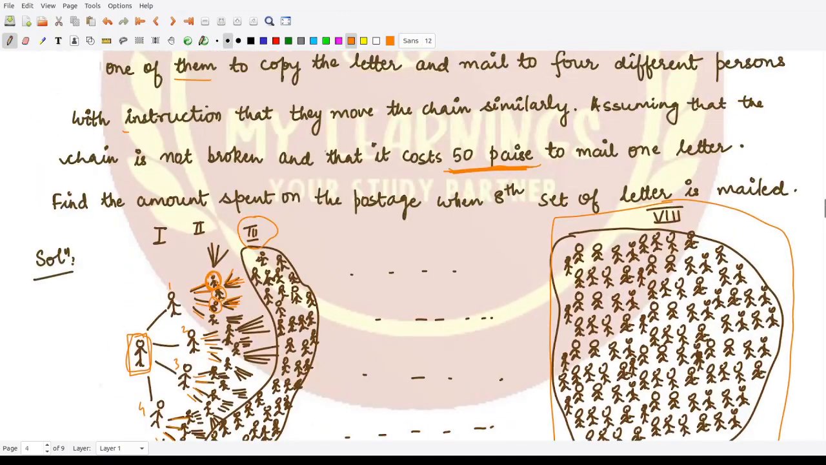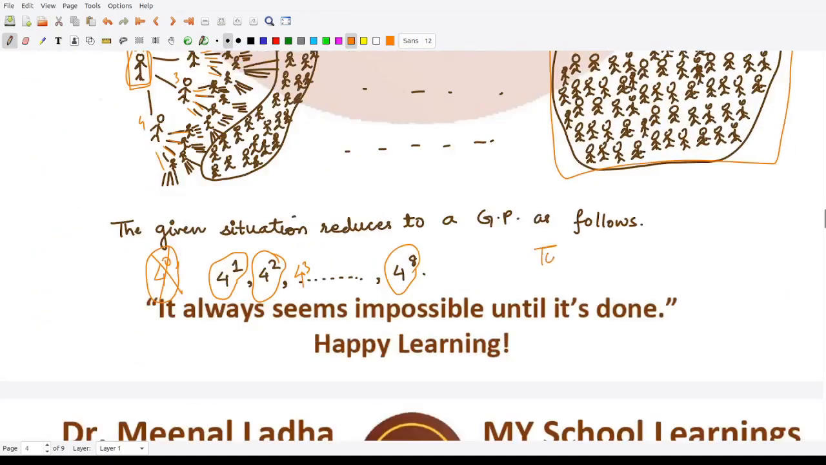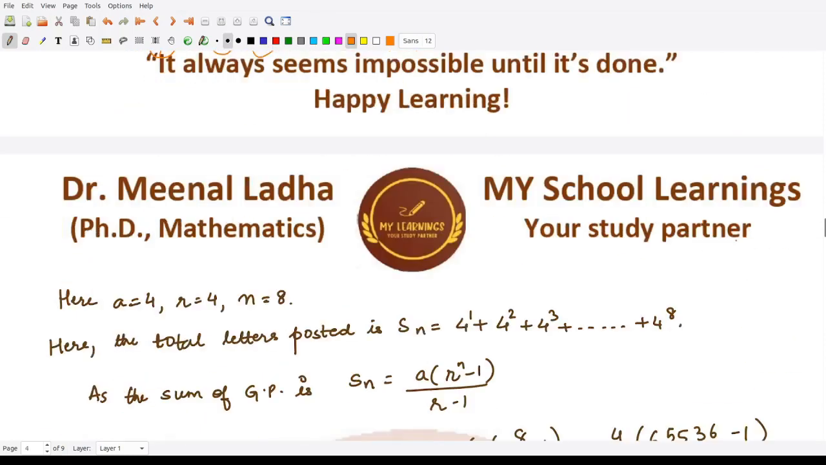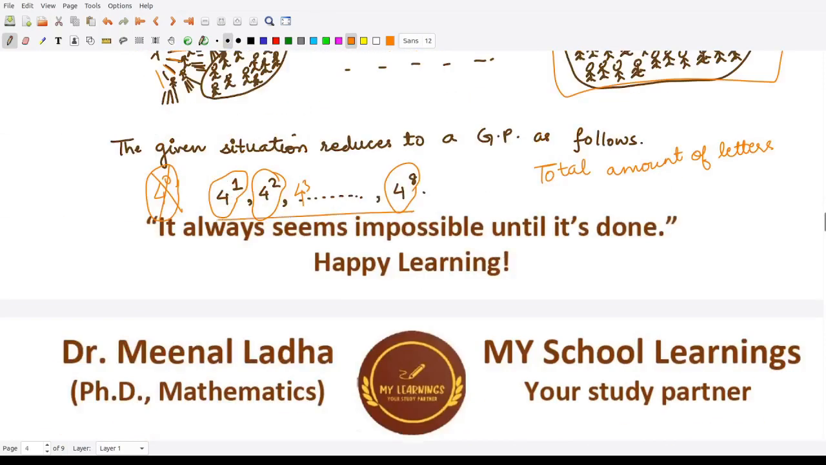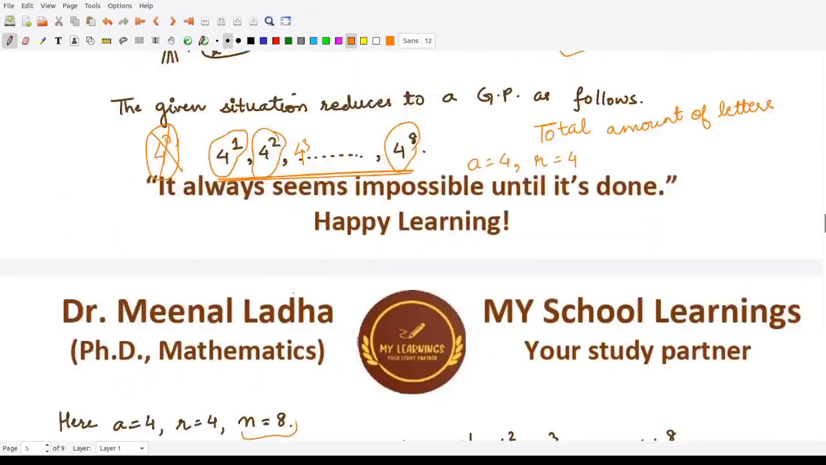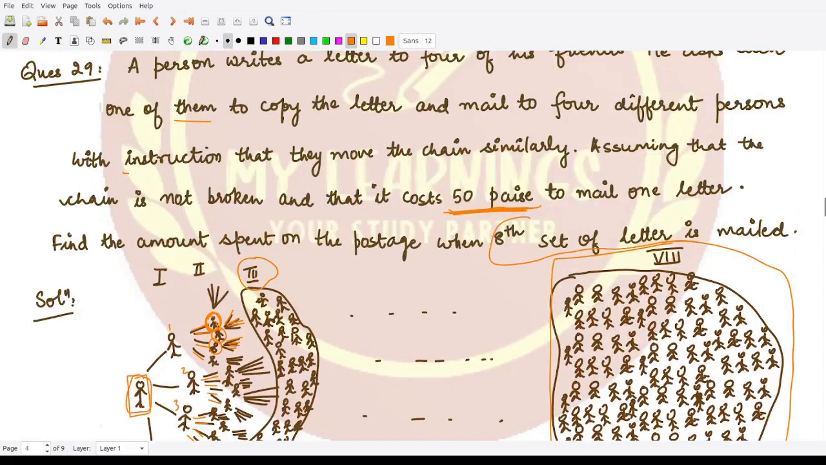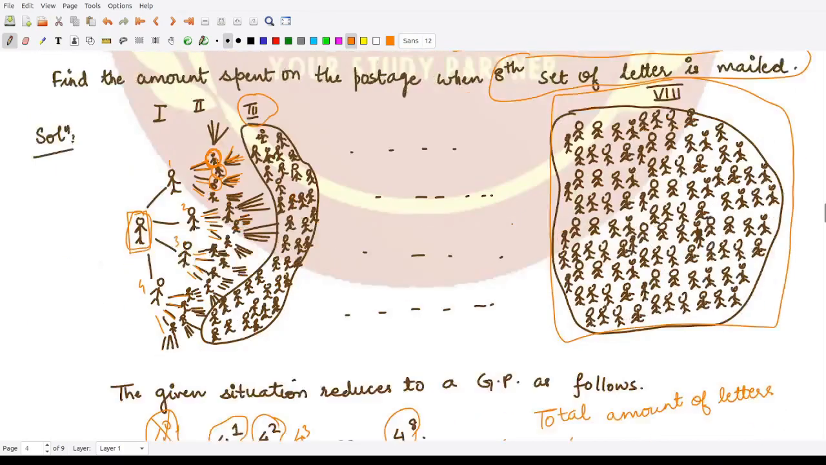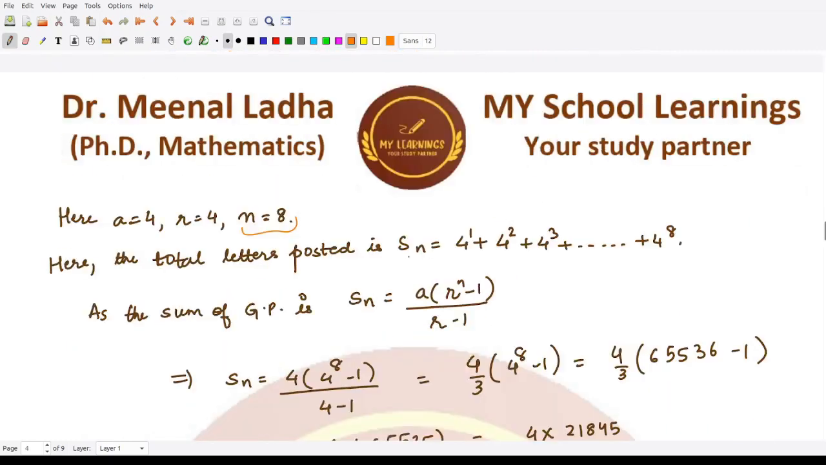Now we have to look for the total number of letters which are to be posted. Once you know the total number of letters, you will know how many letters are posted in that case. So here it forms a GP clearly, and in this case, what is the value of A? The first term is 4, the common ratio is 4, right? And we are going up to the 8th term because it is given in the question that we have to calculate up to the 8th set of letters, correct? So therefore in this case the sum is basically 4 raised to power 1 plus 4 raised to power 2 plus 4 raised to power 3 and so on.